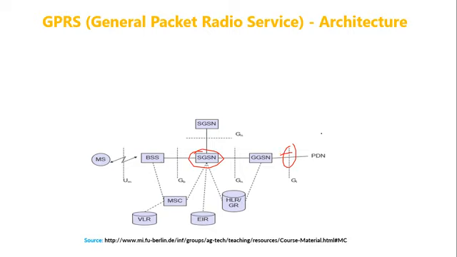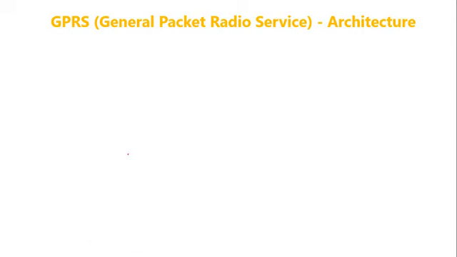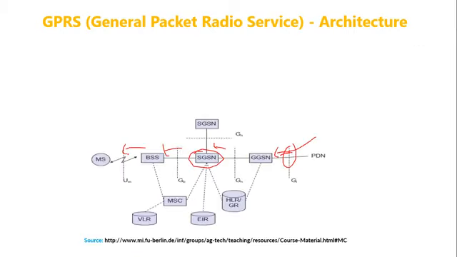If the data is coming from the fixed network, it will first go through the GGSN, then to the SGSN, then to the BSS, and finally it will reach the MS. So this is the particular path it takes.